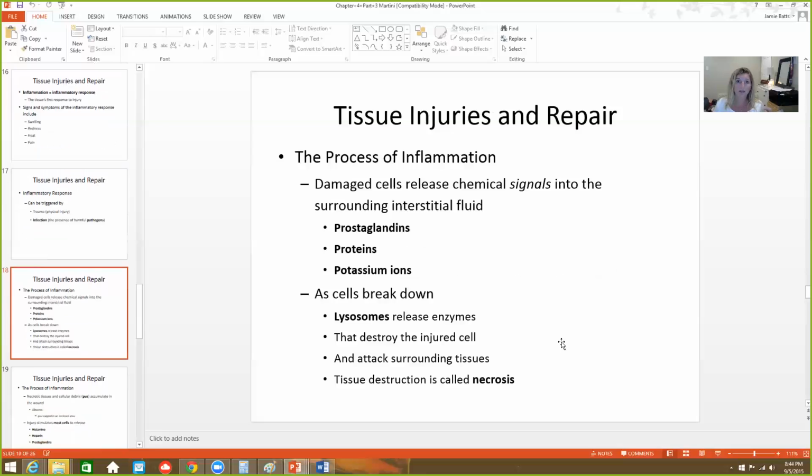A prostaglandin is basically a little cell messenger that is received by the surrounding cells, and it's kind of like a little game of telephone where it's like, I've been injured, I've been injured, I've been injured, and then so on down the chain, eventually it gets to a cell that can respond.